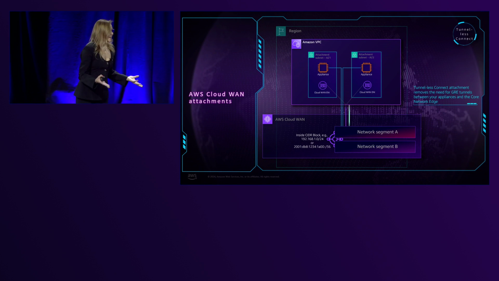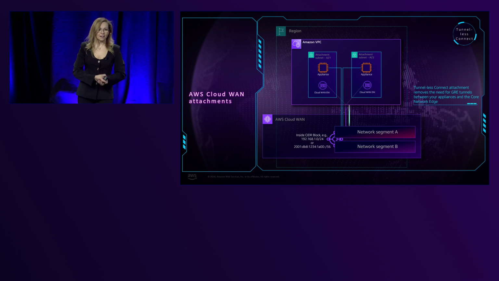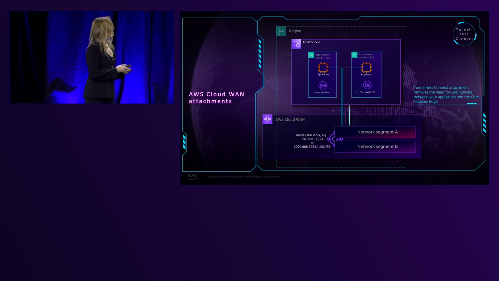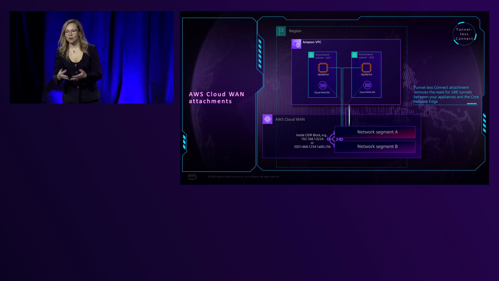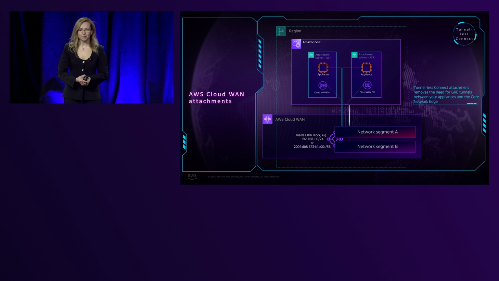Now, customers have also told us that GRE Connect-based tunnels are limited to 5 gigabits per second. So we listened, and tunnel-less Connect is available on Cloud WAN for native integration of SD-WAN appliances. Because it's tunnel-less and there's no GRE as a transport tunnel, you get the full instance bandwidth for connectivity to Cloud WAN. So no more throughput limitation.